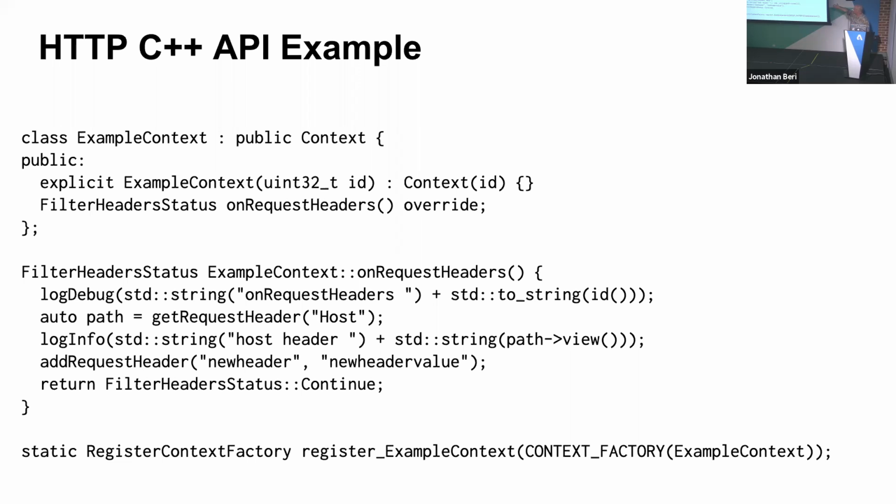And then inside that handler, you can log information, like in this case, a debug log. You can ask for a request header and get it. In this case, well, the code's a little off because he's asking for host, but he's calling it path. But you get the idea.